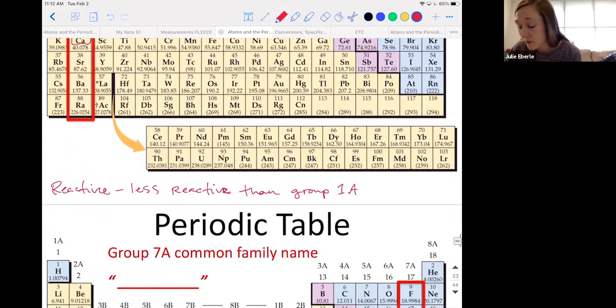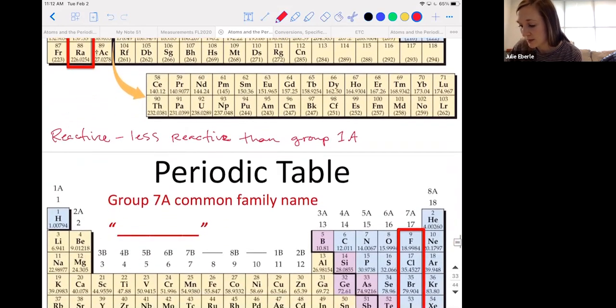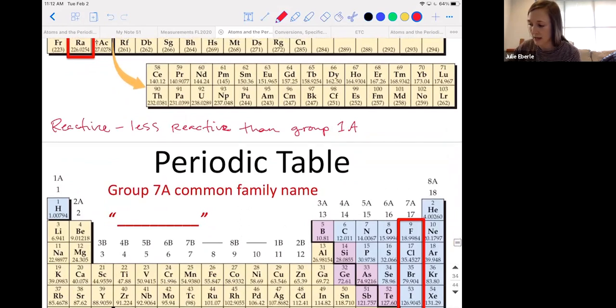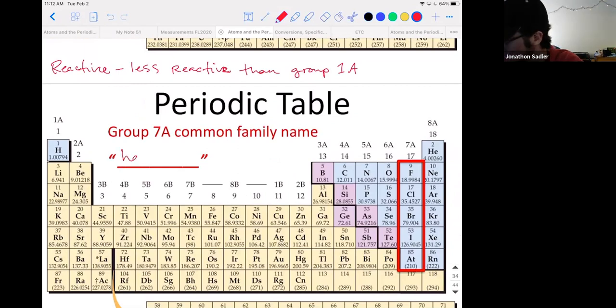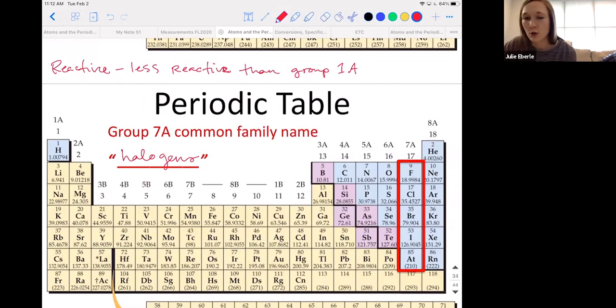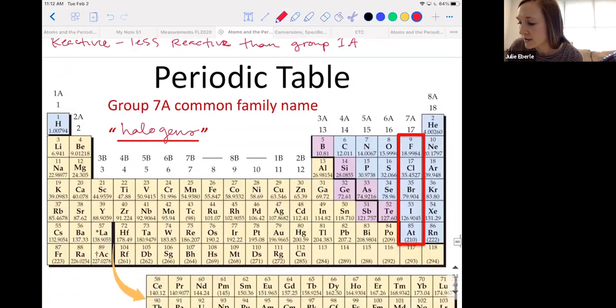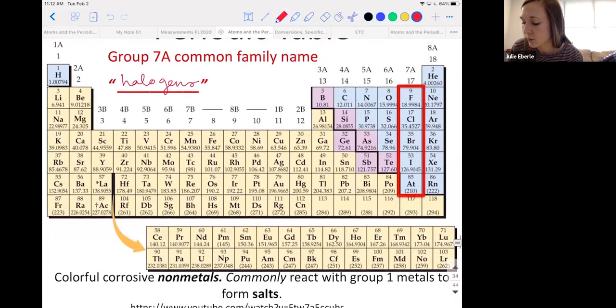All right, we're gonna move on to the next group, group 7A. Does anybody know the common name for group 7A? They're boxed in red over here. Halogen. Yes, thank you, Jonathan. Halogens. Okay, so you've got fluorine, chlorine, bromine, iodine. These are your common halogens. We call them 7A, and here's what you need to know about them.